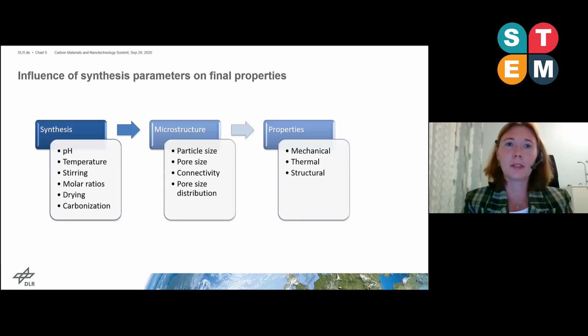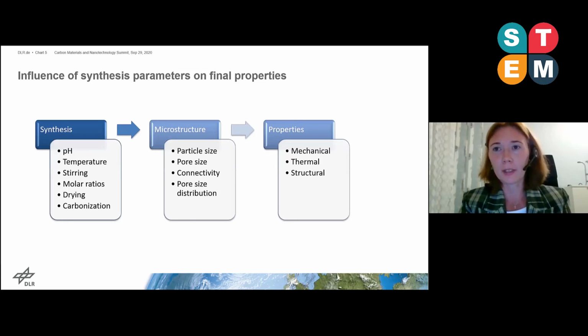The synthesis parameters crucially influence the final structure of the aerogel. In the synthesis we have different parameters which we can adjust to get the final structure which we would like to have. For example, a certain particle size, pore size or pore size distribution can be adjusted, as well as the connectivity between the particles, and the microstructure influences the properties of carbon aerogels.